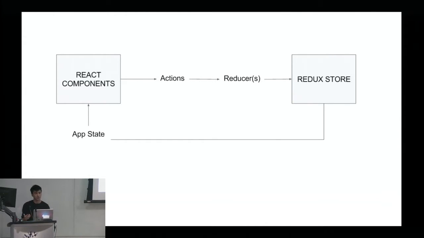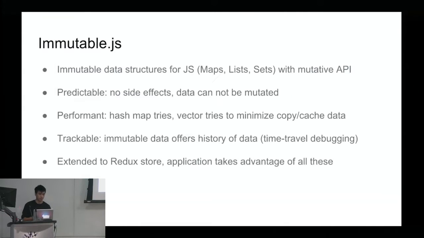So this is just a quick diagram of the unidirectional flow of data here. You see the React components is actually the view. Then you emit actions. These are reduced so that they can be applied to the Redux store, and then with the Redux store's new state, the React components react to it.